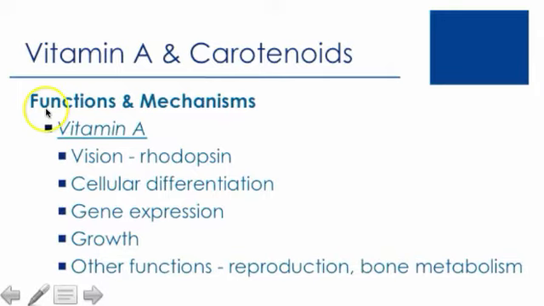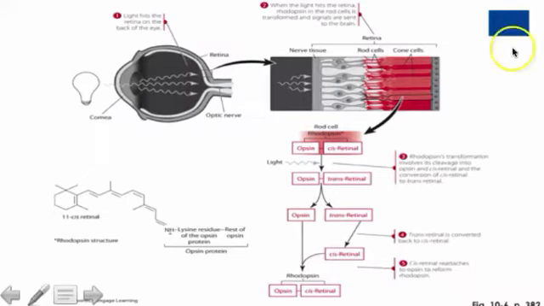We can see here the number of roles that vitamin A plays in the body. So we see that it's involved in vision, especially in the dark, cellular differentiation, gene expression, growth, other functions involving reproduction and bone metabolism, and we'll also see vitamin A and its antioxidant role. First, we'll discuss vitamin A's role in vision, especially in the dark.